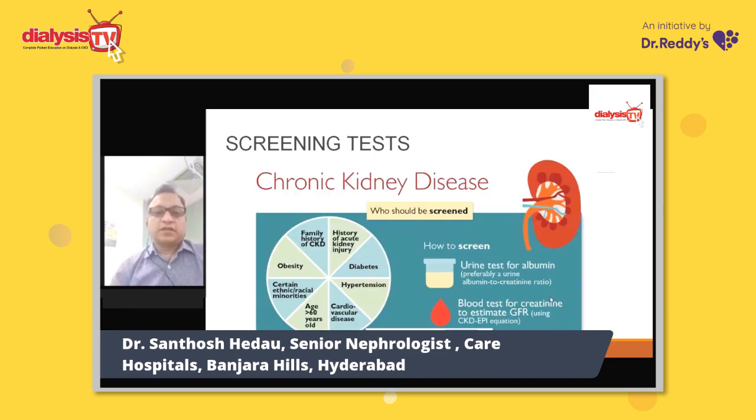I just told you who should be screened, but how to screen? Screening for any disease should be very cost effective. If we do only a urine test for albumin and a blood test for creatinine, this is good enough to diagnose the majority of CKD patients. These two tests hardly cost 500 rupees in any good lab, and they can easily say whether you have a kidney disease or not. So for such high risk patients, we should always use these two screening tests.